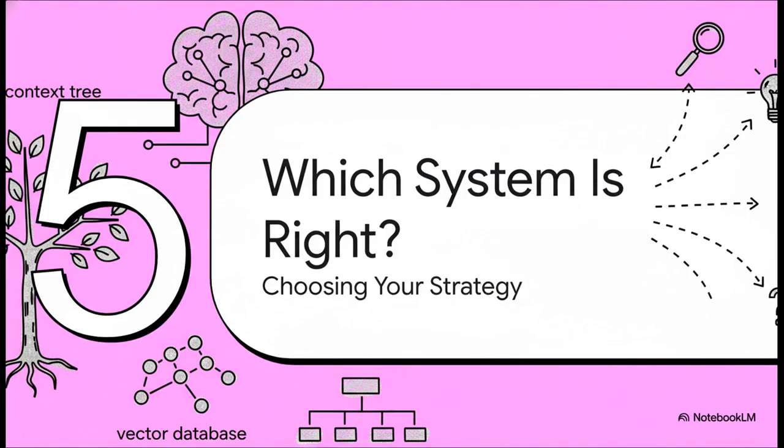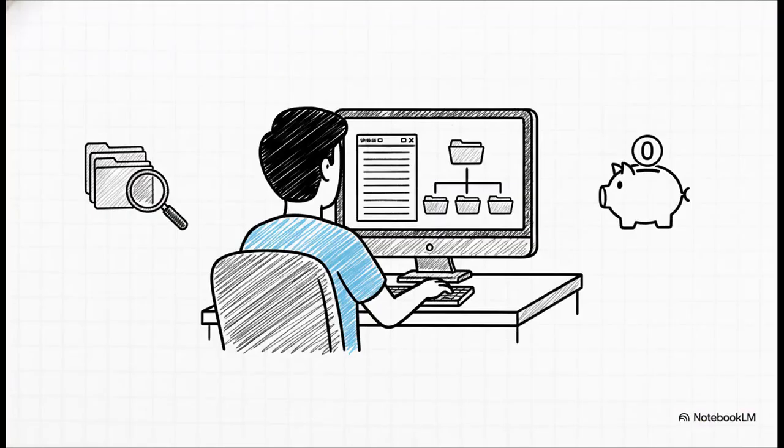Okay, so we've covered the different architectures and how to maintain them. Now for the most important part. How do you actually apply this? Which system should you pick for what you're trying to do? If you're building a personal AI assistant, the context tree, using just simple text files is absolutely the way to go. It costs nothing to set up. You can literally open a file and edit your AI's memories directly, and you have complete transparency and control over what it knows. It's a no-brainer.